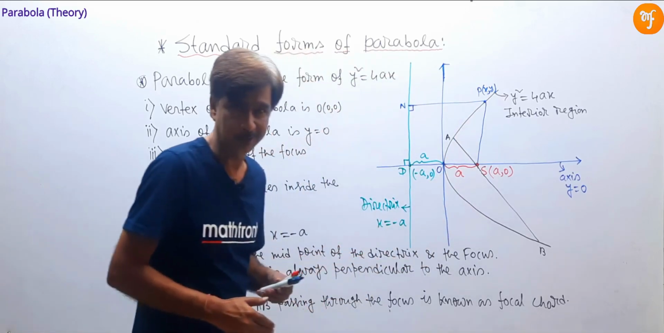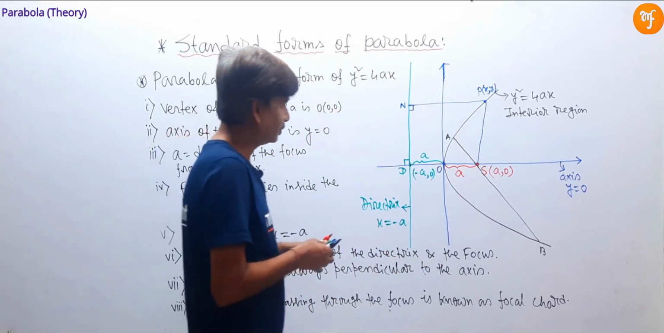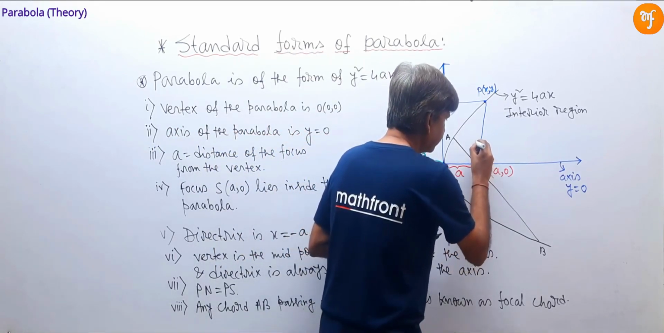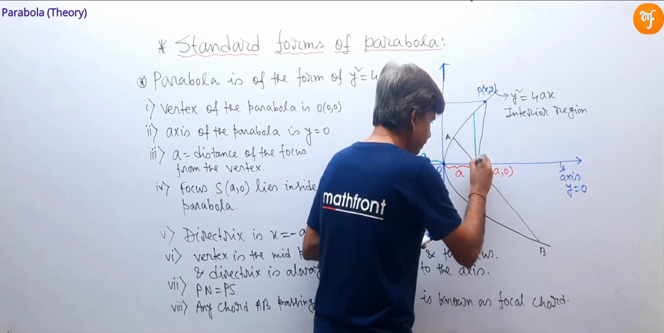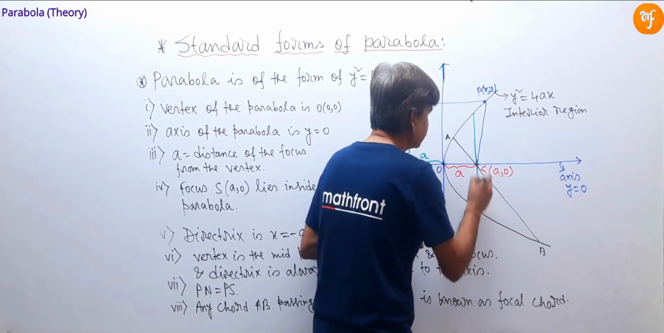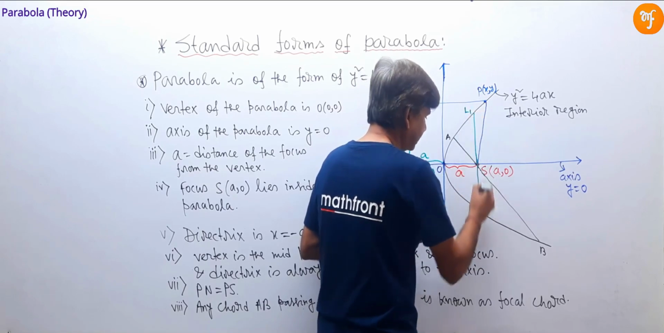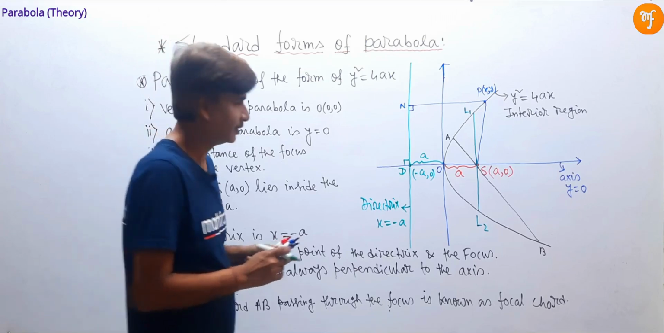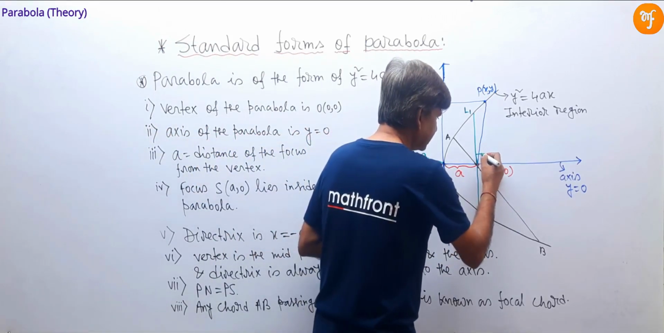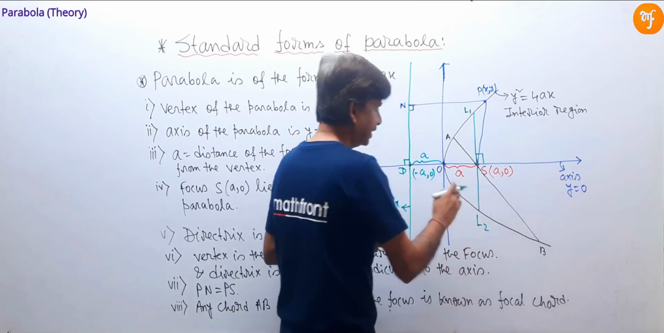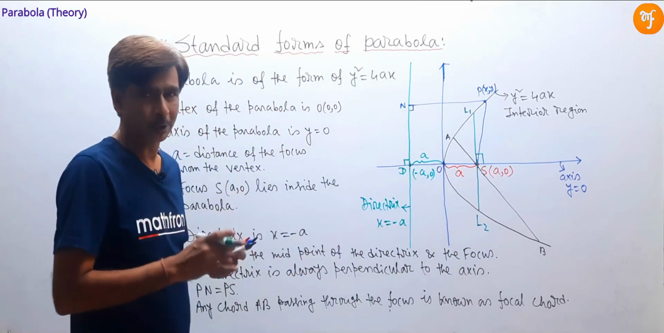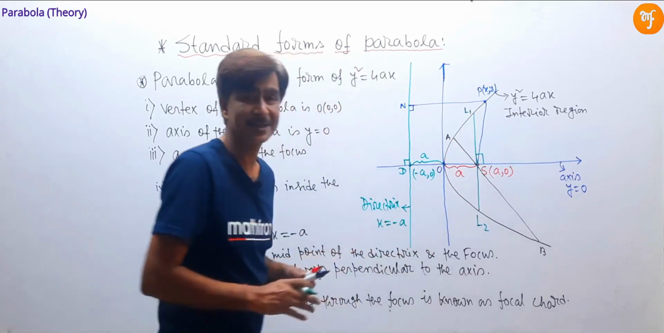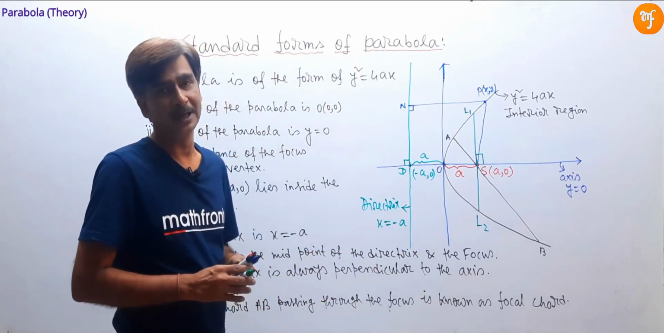perpendicular to the axis of the parabola. Is it? So I am drawing here the least focal chord. Just look. So here L1, L2 is the least focal chord. Sure? Least focal chord means its length is minimum among all focal chords. This least focal chord is known as the latus rectum of the parabola.